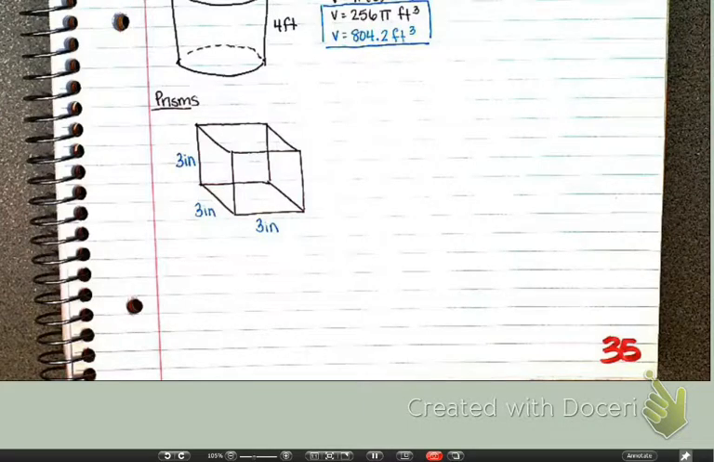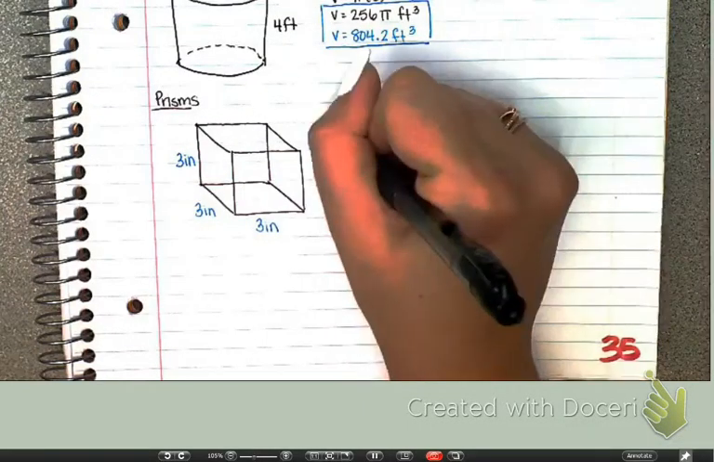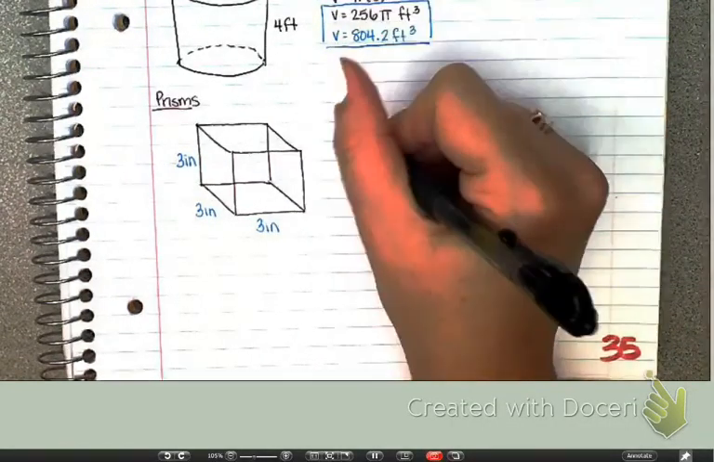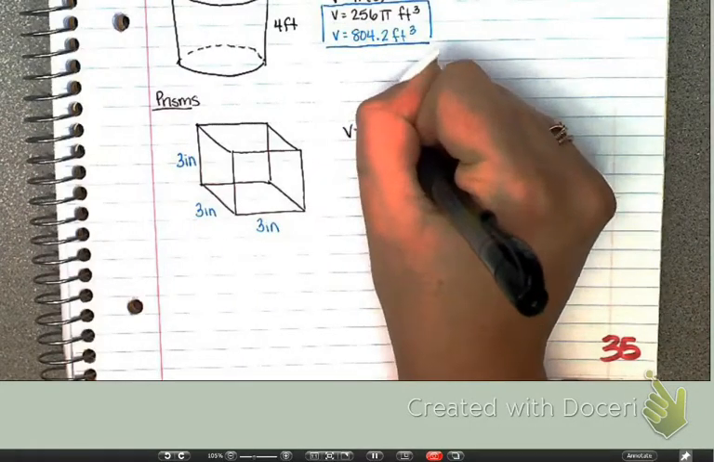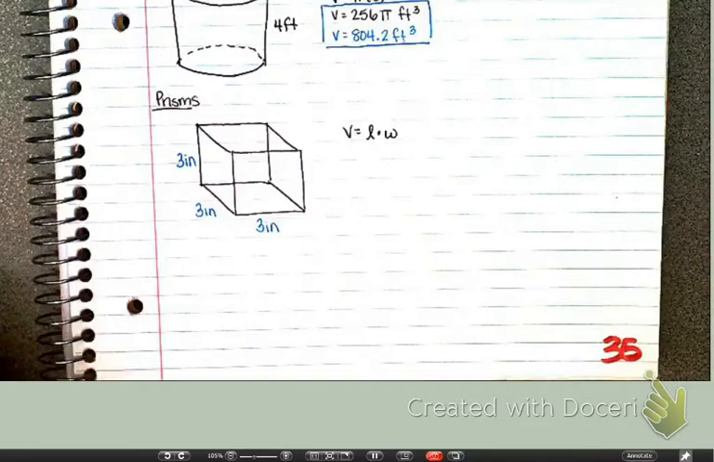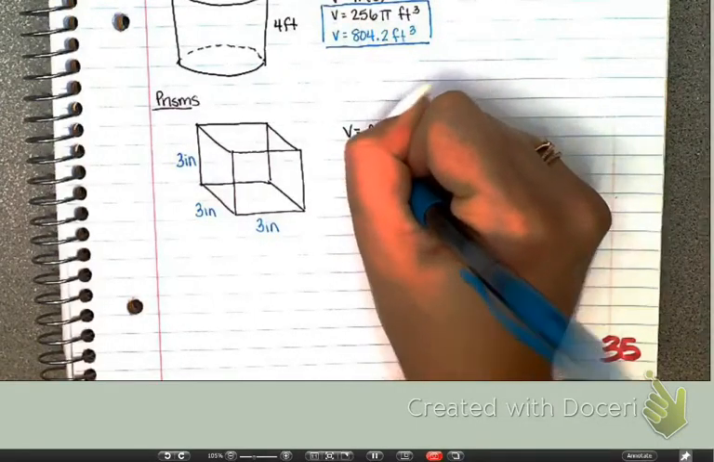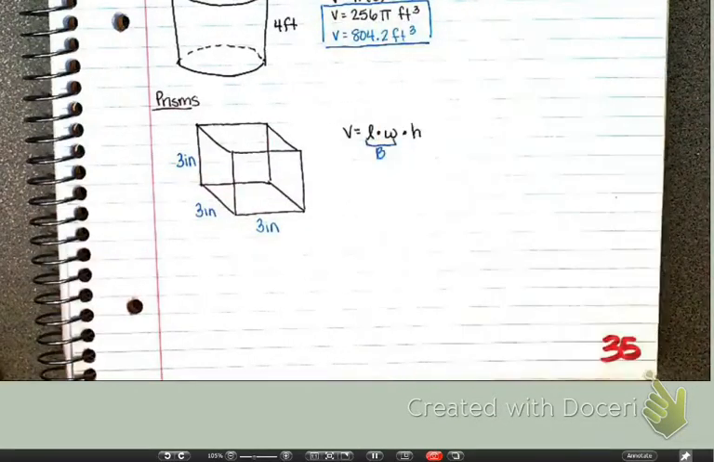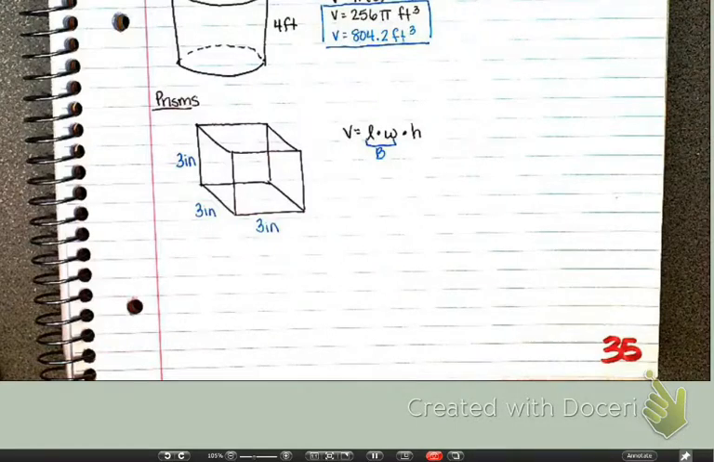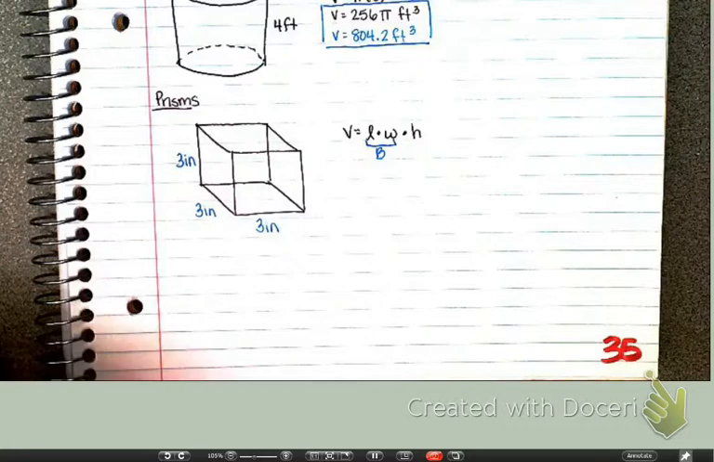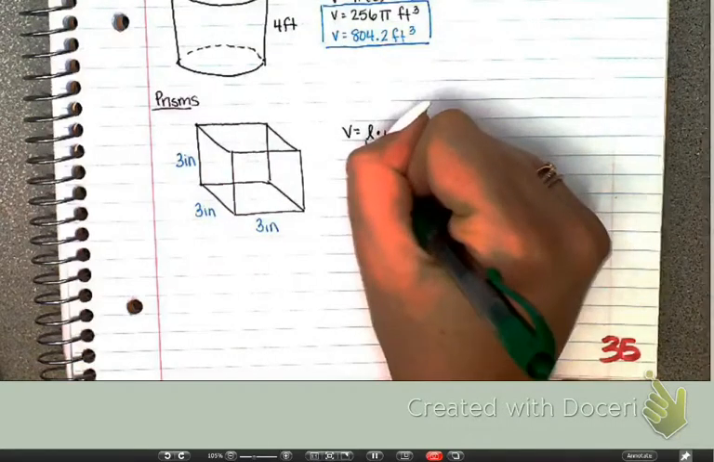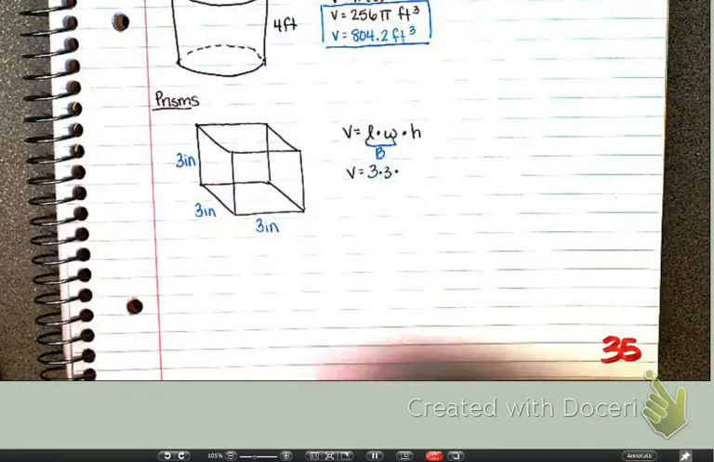What is the formula for area of a square? Base times height, length times width. I'm going to use length times width because we already have a height that we're going to plug in there. So this is my B, right? It's the base area, and I'm multiplying it by the height. What is the length of my box? 3. What's the width of my box? 3. What's the height of my box? 3.